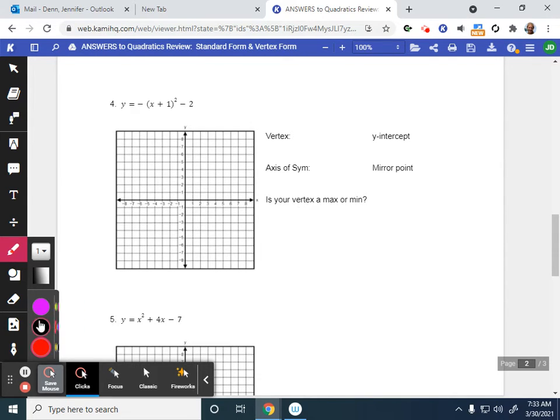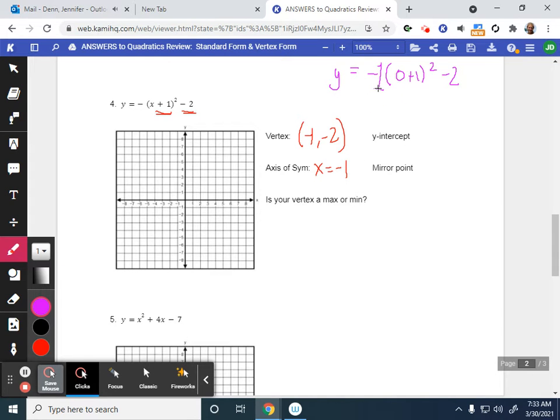Okay, number 4. We are in vertex form. So the vertex is at -1, -2. Opposite sign, same sign. Axis of symmetry is x equals -1. The y-intercept, we're going to plug in 0 for x and solve for y. So y is going to equal -(0 plus 1) squared minus 2.